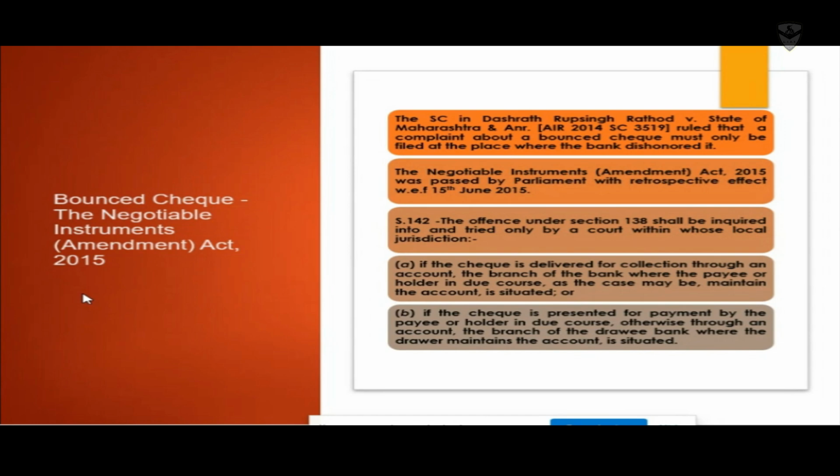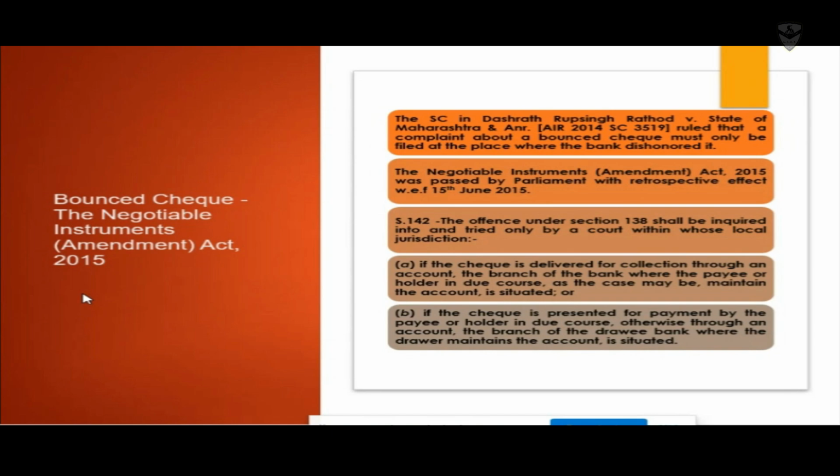The second scenario is that if the check is presented for payment by the payee or holder in due course otherwise than through an account, if it's not an account payee check, the branch of the drawee bank, that means the bank which issued the check, where the drawer maintains the account is situated. So in case of non-account payee checks, in case of bearer checks, the branch where the drawer is maintaining the account is where the jurisdiction lies. That means the courts where the drawer is maintaining his account will have jurisdiction to file the case.